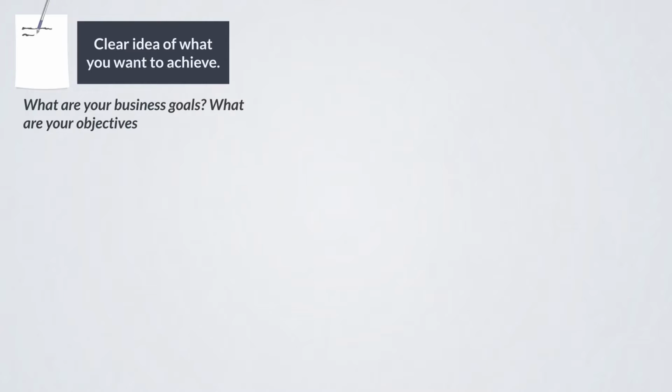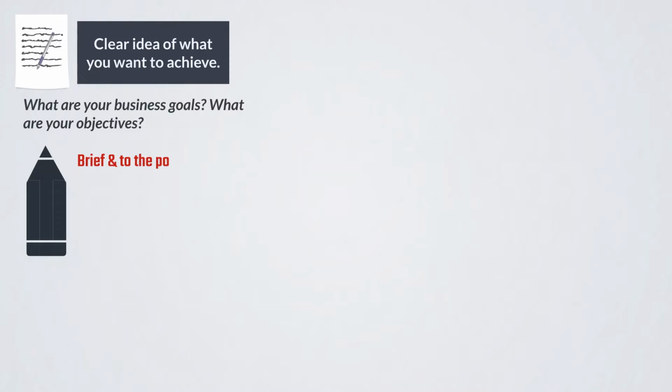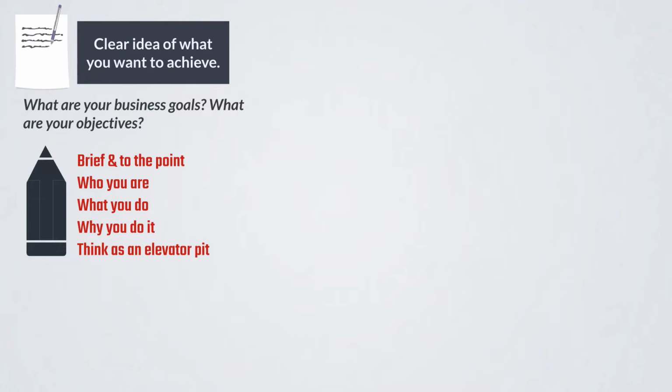Step 3. Company description. Before you even start writing your business plan, you need to have a clear idea of what you want to achieve. What are your business goals? What are your objectives? Once you know the answers to these questions, you can begin crafting your company description. Your company description should be brief and to the point. It should give readers an overview of who you are, what you do, and why you do it. Think of it as an elevator pitch for your business.